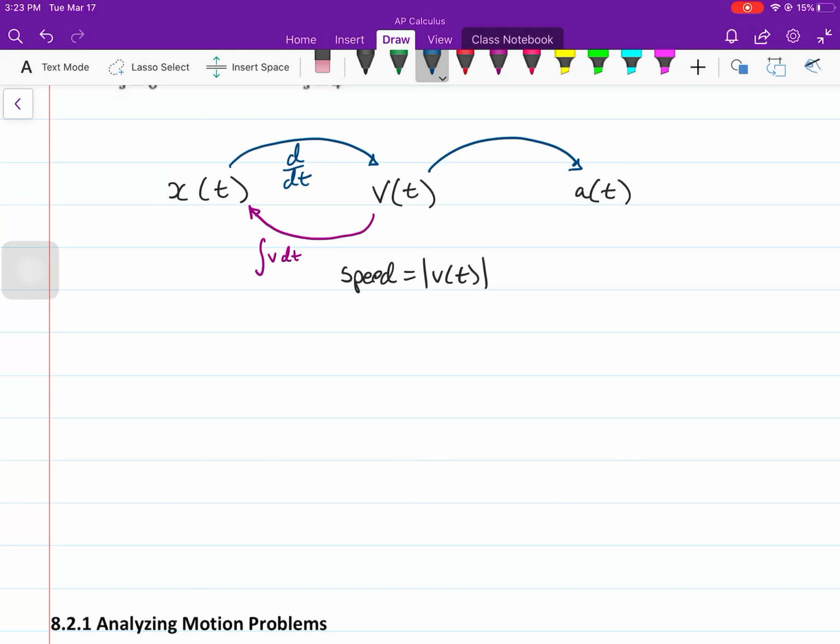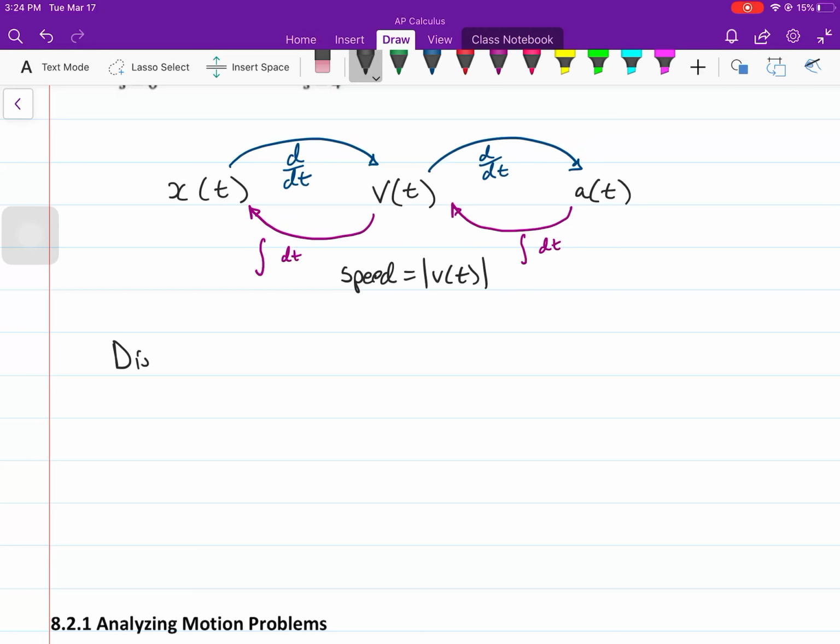Or if we want to go from velocity to acceleration, we're going to do the derivative of velocity or the second derivative of position. And once again, in order to go backwards from acceleration, we would have to do the antiderivative. Just so you guys know, in order to go backwards, though, it is going to have that constant of integration. So they'll give you some sort of initial value that you'll have to solve for in order to get the original function.